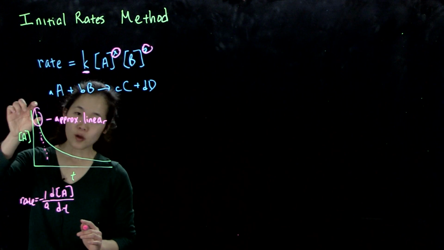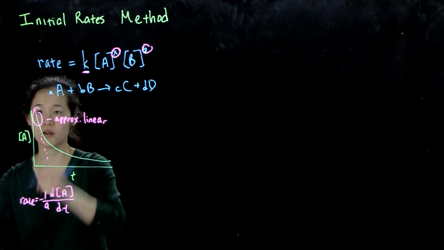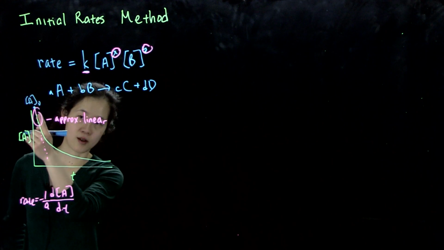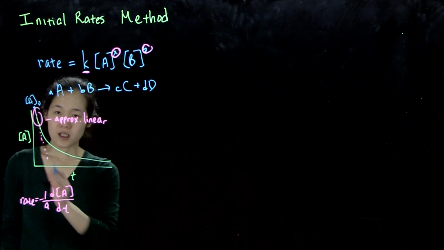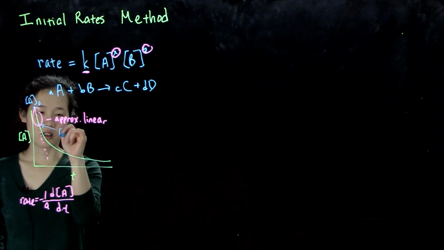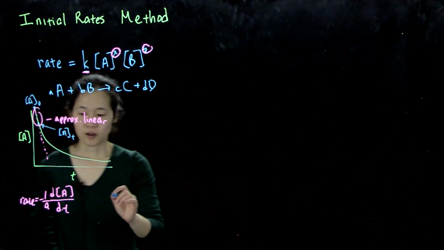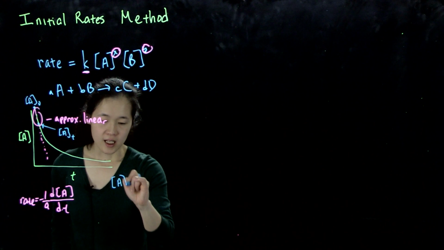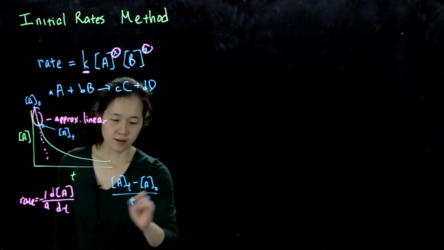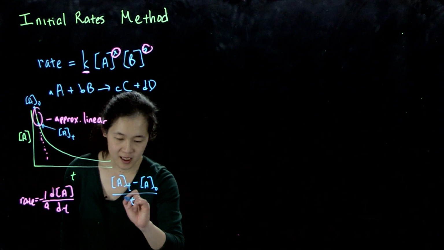We can just take two data points. We know our starting concentration, which I'll put in blue. This is our concentration at t0, so A sub 0. And then if we can get it fast enough, we can measure one data point here, which will be our A at whatever time t is. Then by taking this difference, this concentration change over t, this is delta A over delta t.